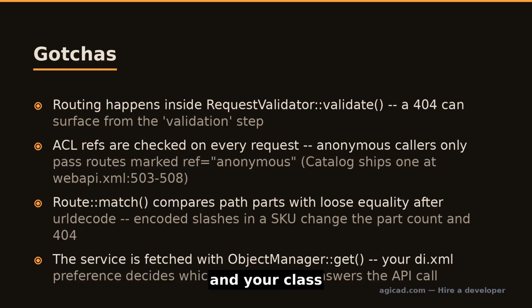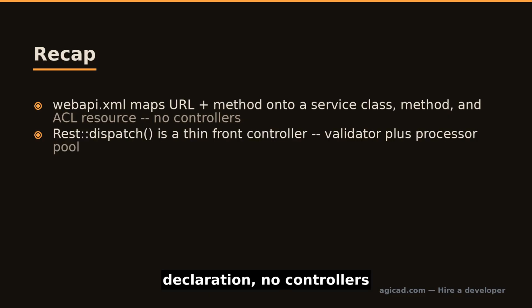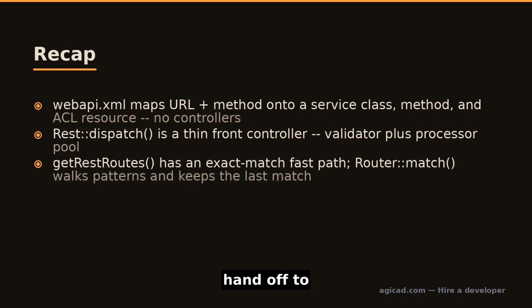Let's pull this back together. A webapi.xml file maps a URL pattern and an HTTP method onto a service class, a service method, and an access control resource, the entire public declaration, no controllers anywhere. The REST front controller's dispatch method stays deliberately thin. Normalize the path, validate, hand off to a processor from the pool. The configuration class turns merged webapi.xml into route objects with an exact match fast path, and the router walks the candidates, keeping the most specific match or throwing a 404.